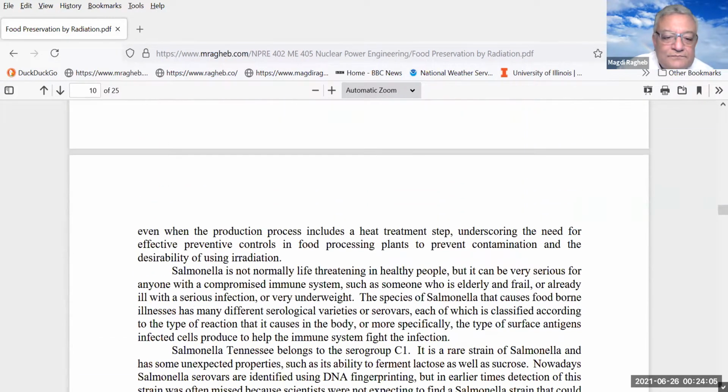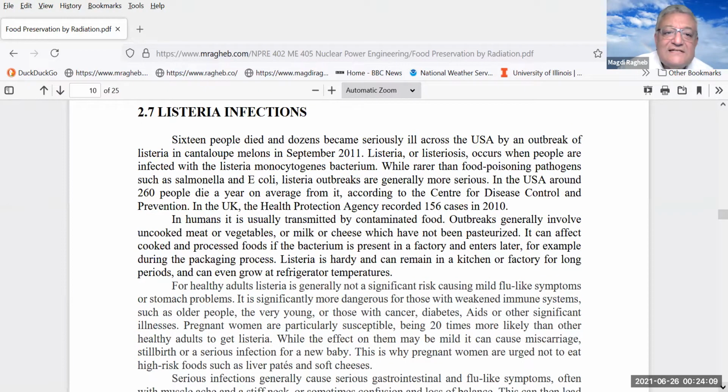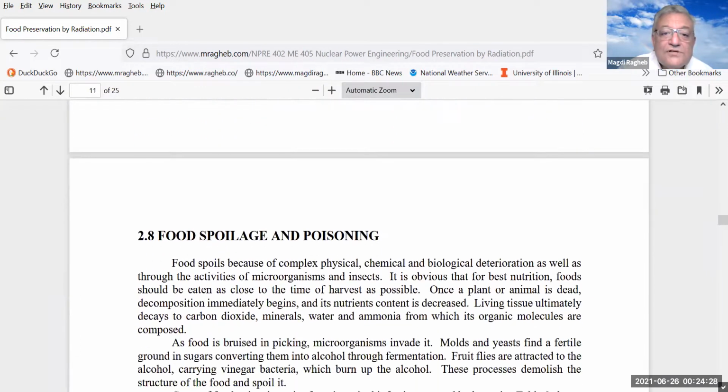And another type of infection is what's called the listeria infection. 16 people died basically in 2011. Listeria infection, also called listeriosis, occurs when people are infected with a listeria bacterium. So these are not viruses, these are bacteria and fungi.